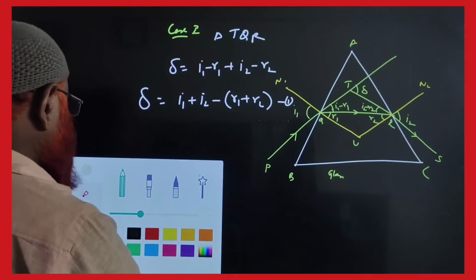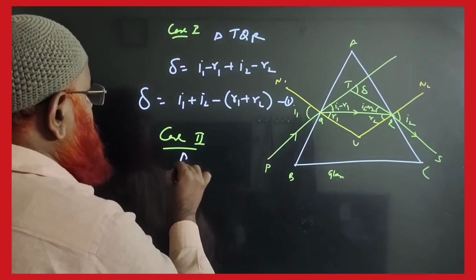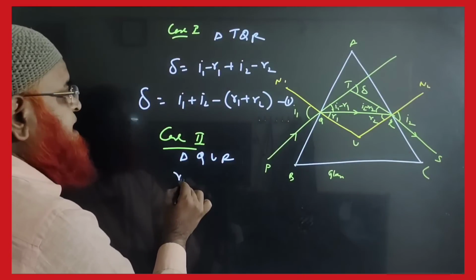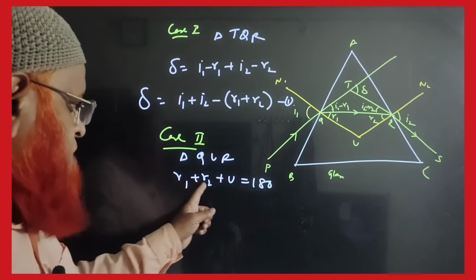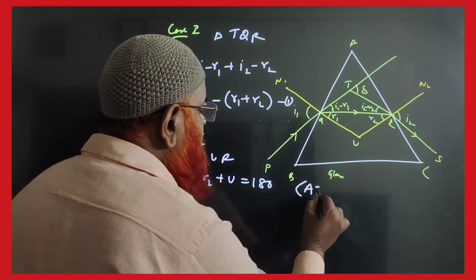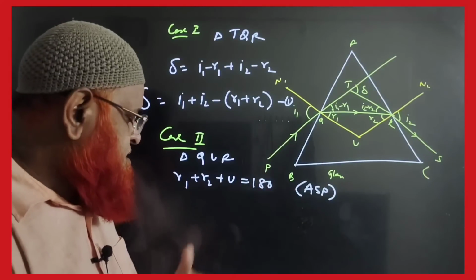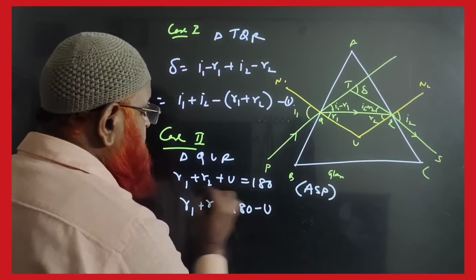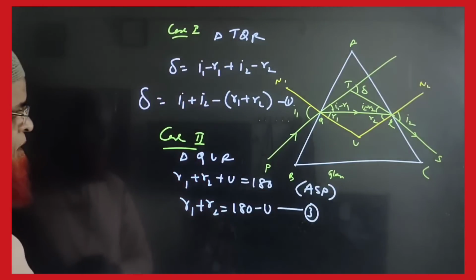Next we shall discuss case 2. We shall consider triangle QUR. In this QUR, I can take R1 plus R2 plus U is equal to 180. By the angle sum property, the sum of the angles in a triangle is 180 degrees. So R1 plus R2 is equal to 180 minus U. This is taken as equation number 3 here. Okay, case 2 is over.